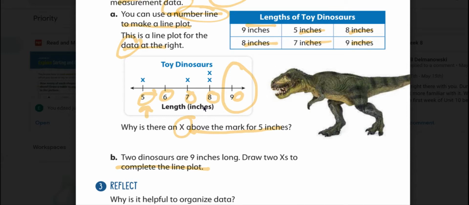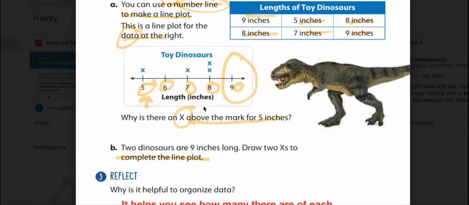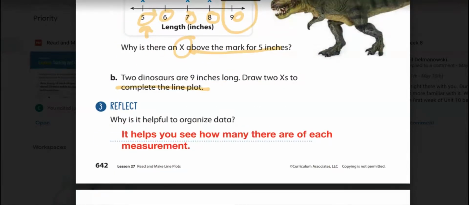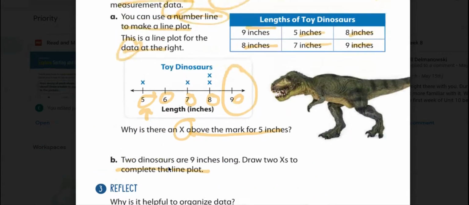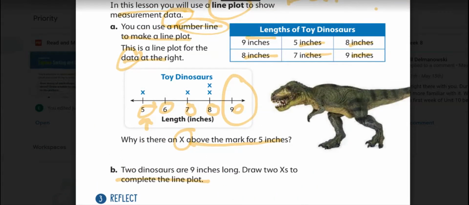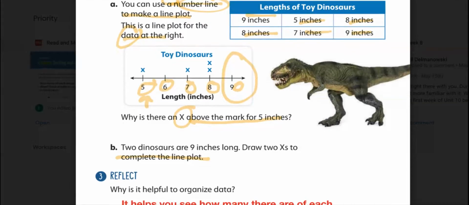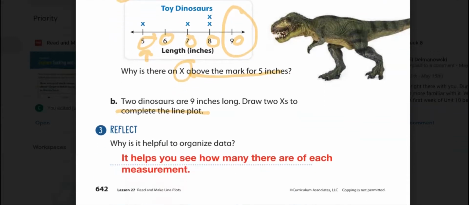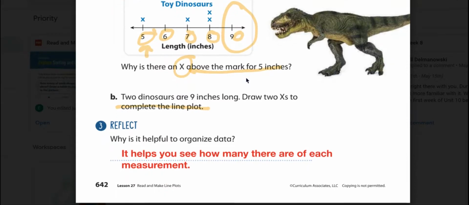So we're going to continue learning about line plots and understanding what they are since they're new to us. So here's a question. Why is it helpful to organize data? Why is it helpful to organize things? I'm thinking it helps you see how many there are of each measurement, because if you notice over here, it was all jumbled up. So were the shapes up above. And these line plots and graphs help us see how many there are and be able to see how many are there more or less and compare and all those different things.